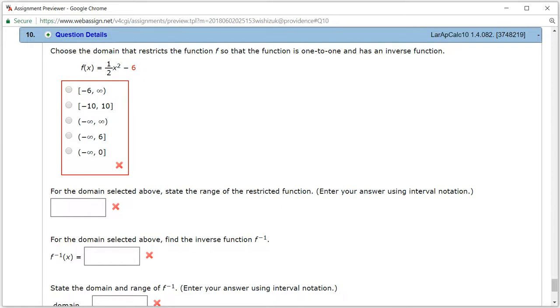All right, let's look at homework 1.4, problem number 10. We have a quadratic function given here, and we want to restrict the domain so that the quadratic function becomes one-to-one. All right, so let's do that.